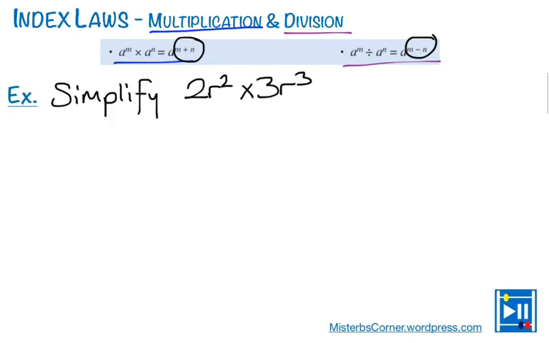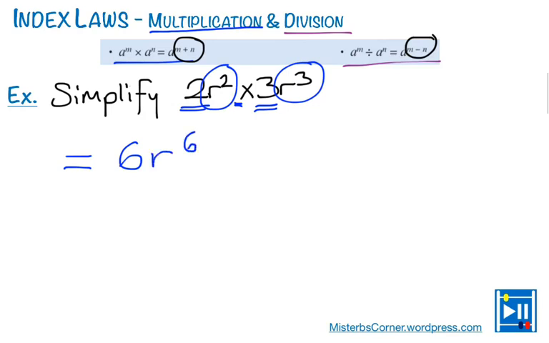Simplify 2r squared times 3r cubed. Now, 2 and 3 are coefficients, so I'm going to treat them separately. I'm going to say 2 times 3, it's going to be 6, and then I'm going to apply the multiplication rule, and I'm going to add the powers, so it's going to be 2 plus 3, which is 5.